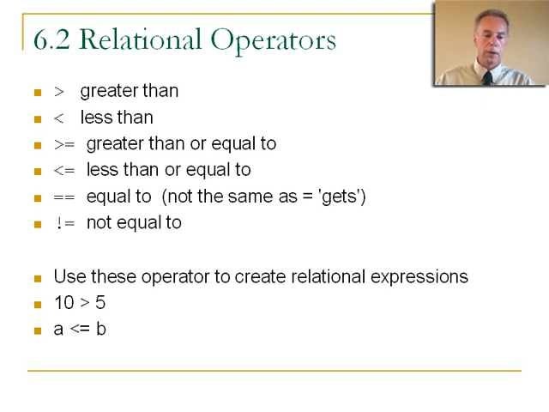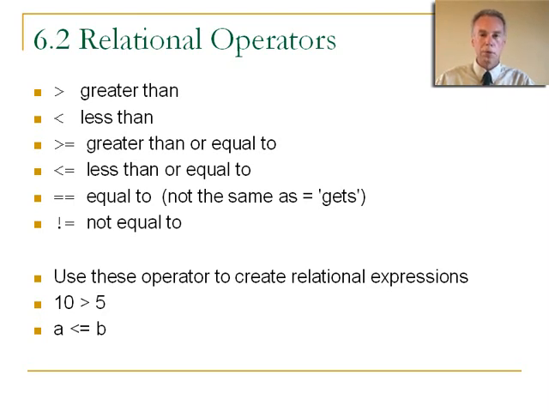And notice that the symbols that we're going to use for these operators, particularly the equal to operator, is 2 equal signs. And that's why we've been pronouncing the assignment operator gets, which is 1 equal sign, so that you'll have a better distinction. So this is what we're going to use for equal to, and it will prevent you from making some mistakes if you call the assignment operator gets.